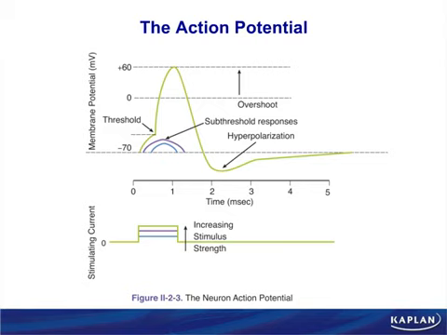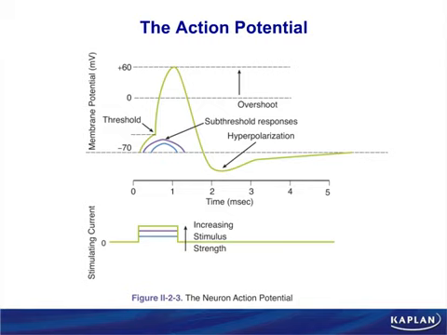Now, we just discussed the idea of subthreshold stimuli, and this slide illustrates subthreshold responses. Notice the blue line and the purple line. Blue is a given level of stimulus, and it causes a depolarization then a repolarization. Purple is a greater stimulus, and it causes a greater depolarization, but we don't get to threshold, and as a result, we just repolarize. Hence, subthreshold responses, subthreshold stimuli.